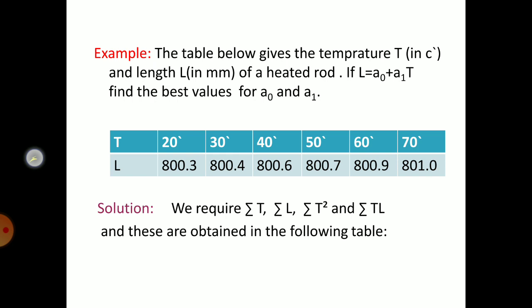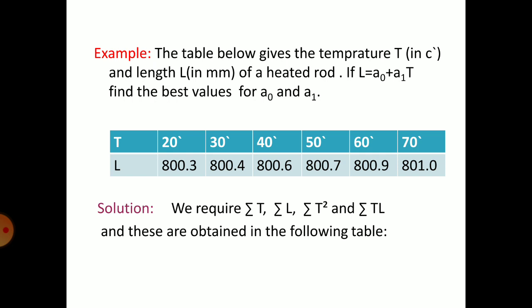Now, in the theory part, we have seen that we have to write the normal equations, that means equations 6 and 7, using these data points. Now m means the number of points. How many points here? 1, 2, 3, 4, 5, 6. So the value of m is 6. We require summation of Ti, summation of Li, summation of Ti square and summation of Ti into Li, or simply summation T, summation L, summation T square and summation TL.